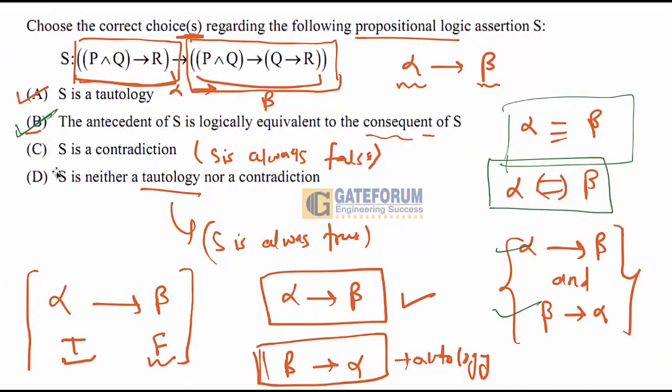So this is method two, right? C is of course false because if it is a tautology, then it can never be a contradiction, because it is always true, right? So yeah, D is also false.